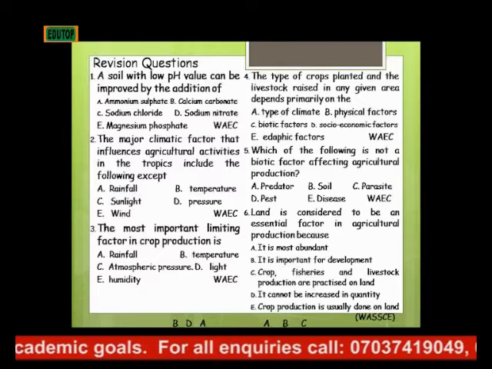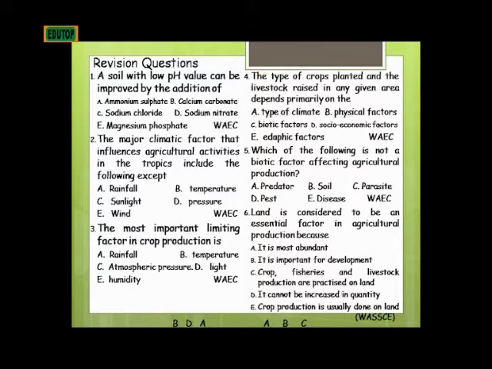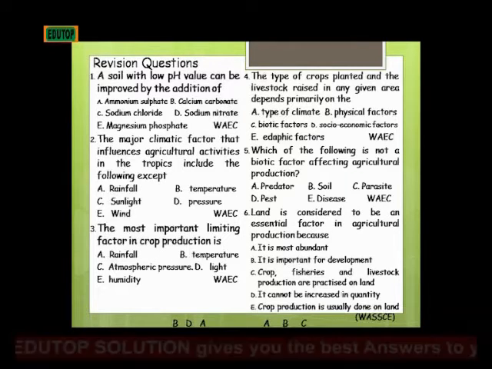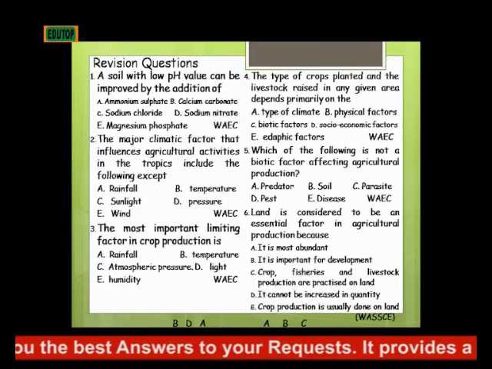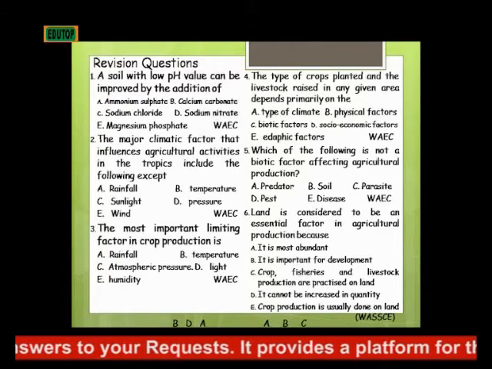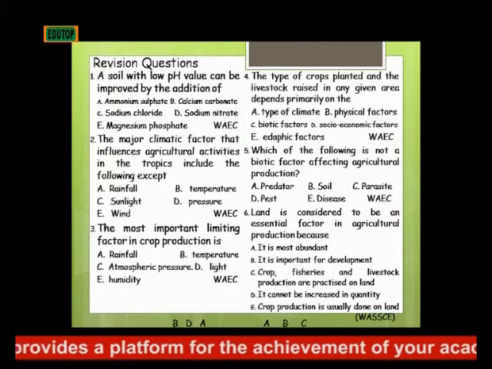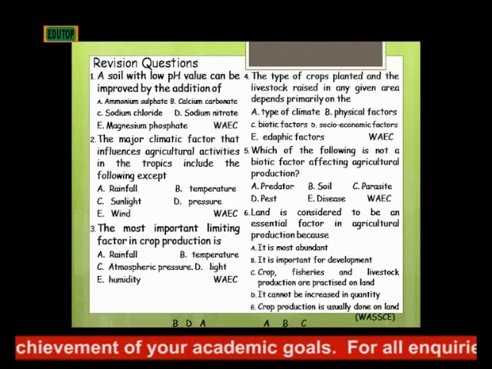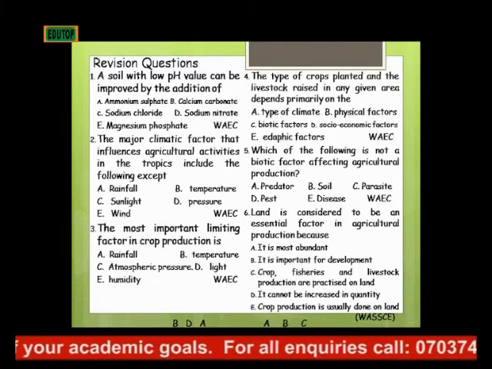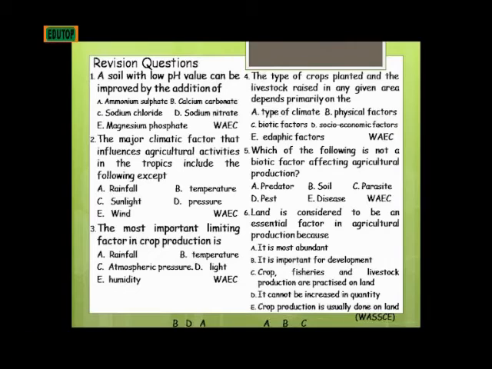which is D. Then number 3, the most important limiting factor in crop production is what? A. Rainfall, B. Temperature, C. Atmospheric pressure, D. Light, E. Humidity. The answer is rainfall. If there's no water, the plant is not going to grow or produce optimally. We need water. Plants need water for optimal production.